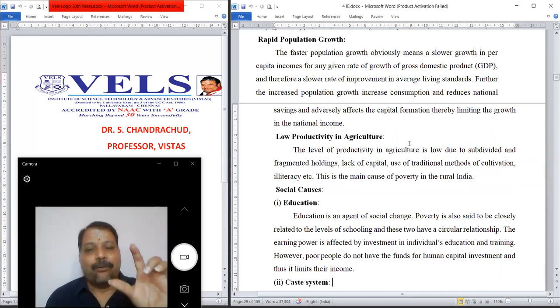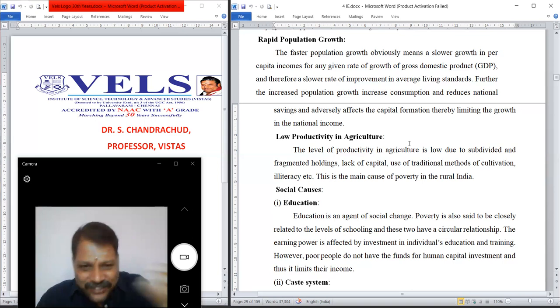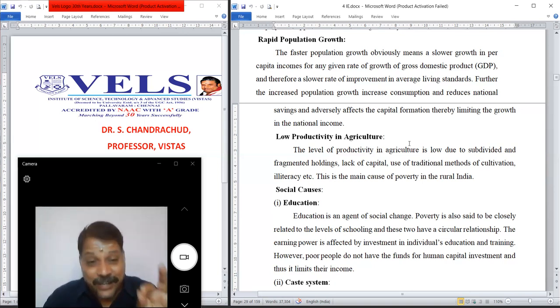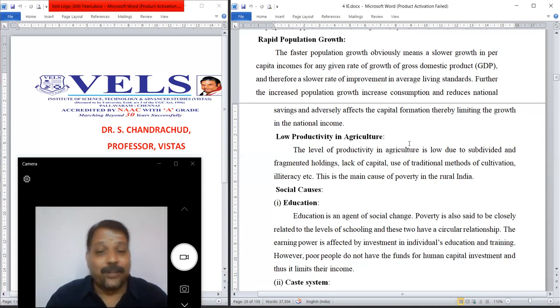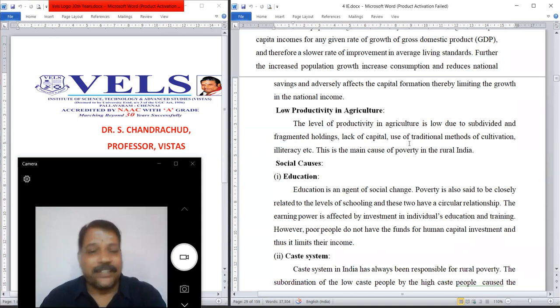Then one more thing is low productivity in agriculture. India is an agriculture country, but the level of productivity in agriculture is low due to subdivided and fragmented holding, lack of capital, use of traditional methods of cultivation, and illiteracy among the agriculture workers. Because of these reasons, there is low productivity. This is the main cause for poverty in the rural area. So these are all the economic reasons for poverty.